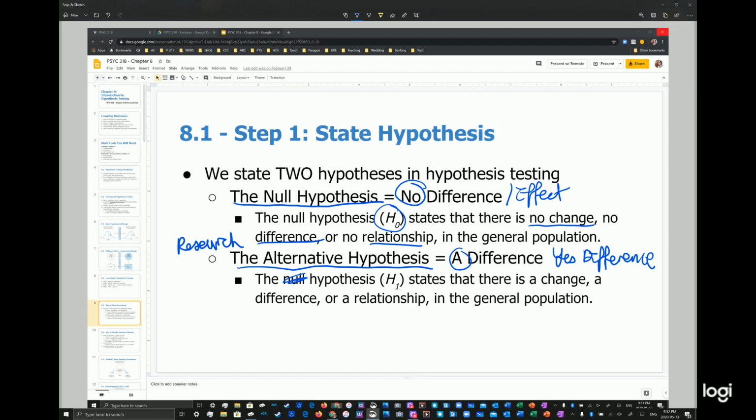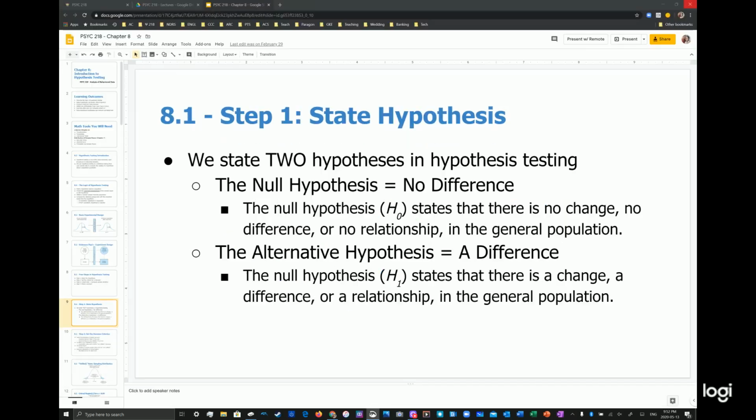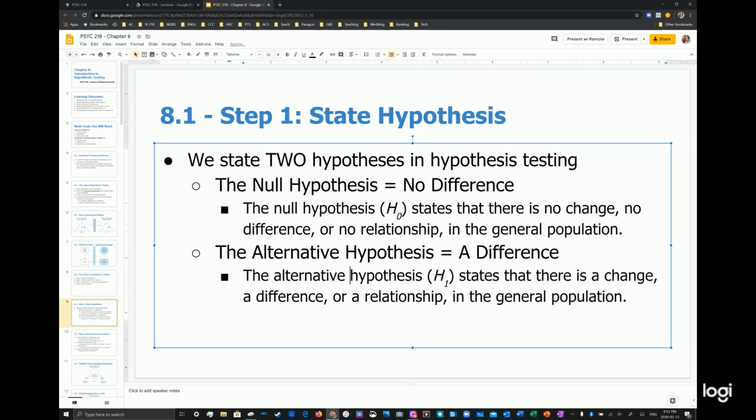Here it should read alternative hypothesis, and that is H1. Sometimes you might see it as H, A subscript, and that states that there is a change, there is a difference or a relationship in the general population. So I'm just going to change that right now. Alternative hypothesis done.